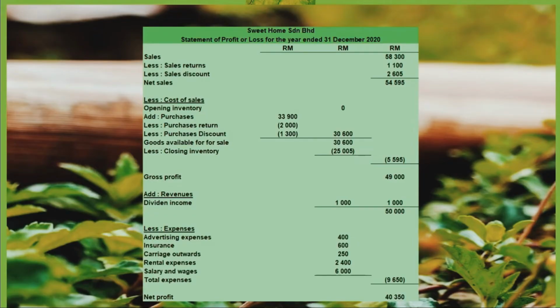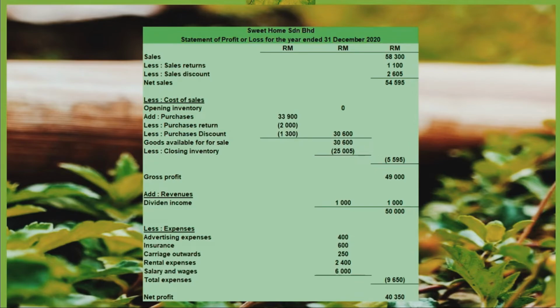Now I will start with the statement of profit or loss. The net sale is 54,595 ringgit by deducting sales with sales return and sales discount. After that, I will calculate the cost of sales by reducing the amount of purchases with purchases discount and purchases return. And then we will get the cost of goods purchased amounting to 30,600 ringgit.